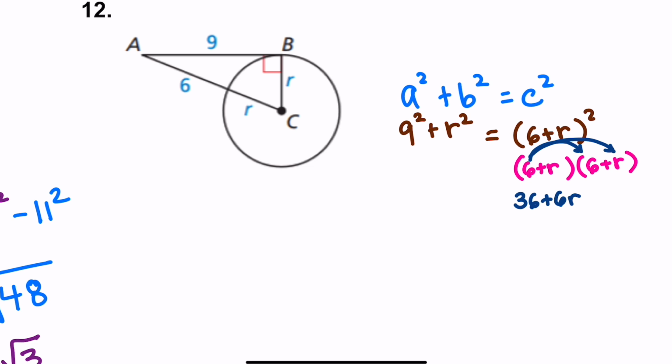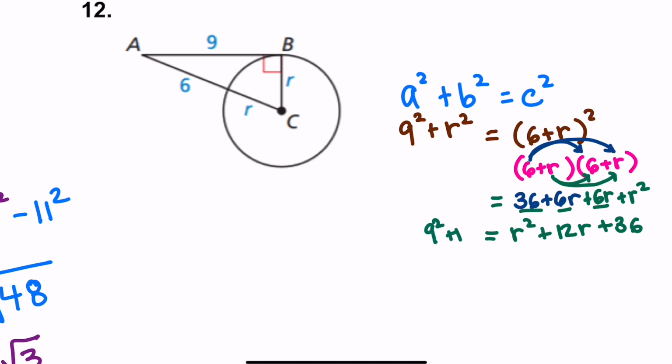Now we do our inside and last term. Inside, r times 6 is 6r. We write the number first and then the letter. And then r times r is r squared. Now I'm just going to rewrite this so it's in a little nicer order. I'm going to put r squared because that's the highest powered term. 6r plus 6r is 12r. And then plus 36 is our constant term, so I'm going to put that last. Equals 9 squared plus r squared.